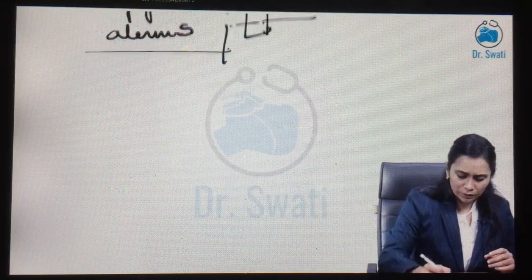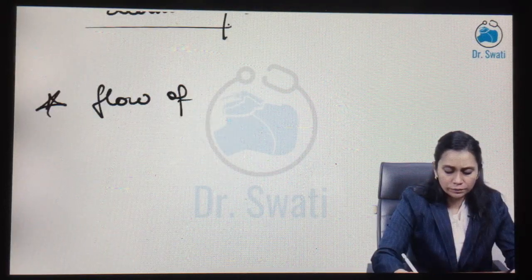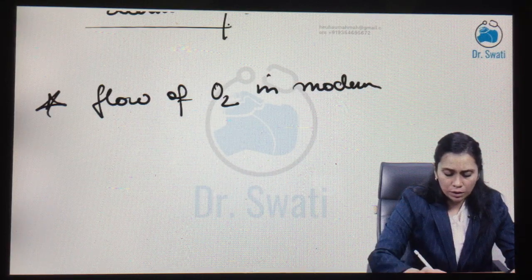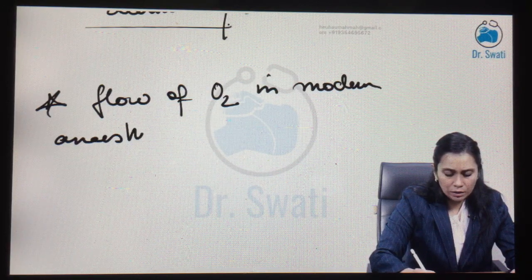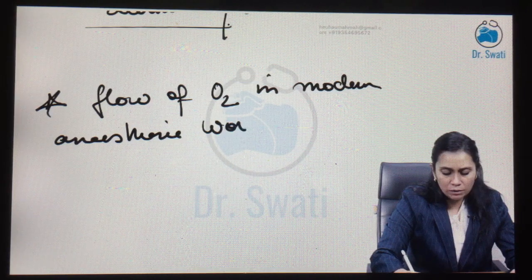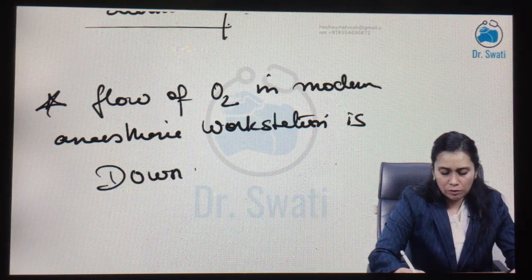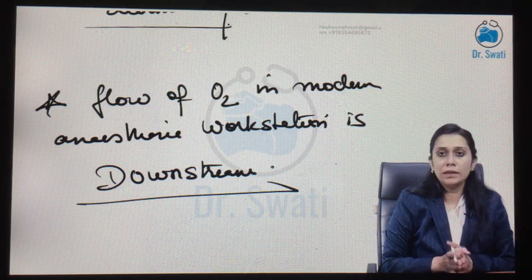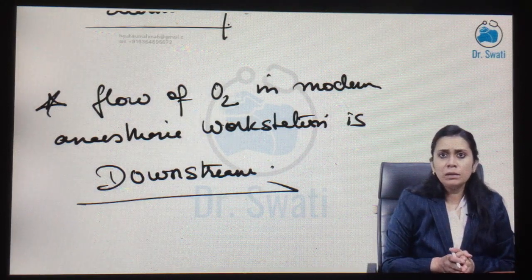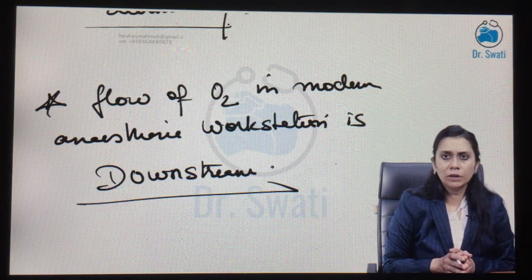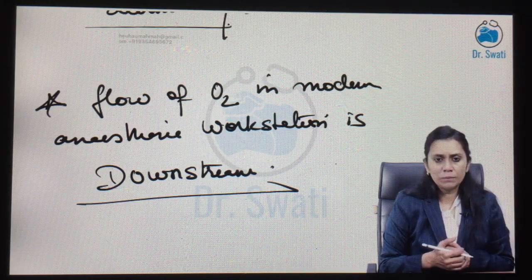So write the last point. Flow of oxygen in modern anesthesia workstation is downstream. Got it? So this is the minimum we have to know in the anesthesia machine. A very simple, straightforward topic. You just have to know a few facts and other questions are done. Okay? So this is what we have to know in the machine. Thank you.